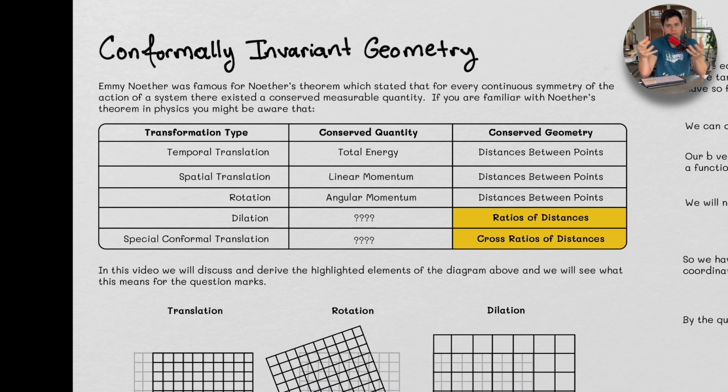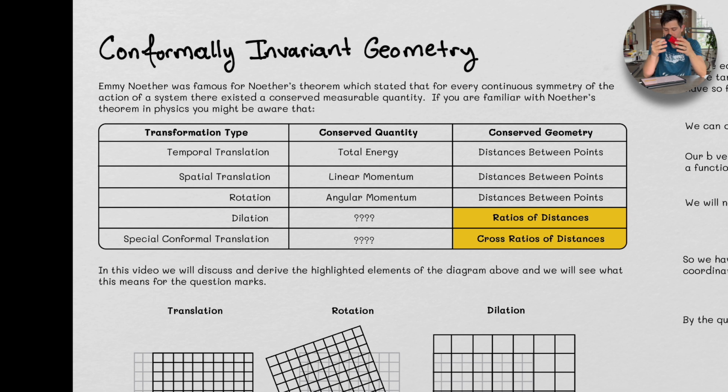The point of her theorem was that in the context of physics, if you transform your system temporally, for example, a temporal translation, where you move your system from one time point to another, which is what all systems do, essentially. I have a plant right in front of me. It's always moving in time, even though it's not moving in space. The total energy of the system is the quantity that is conserved. Under spatial translations, the linear momentum is conserved. And under rotations, angular momentum is conserved.